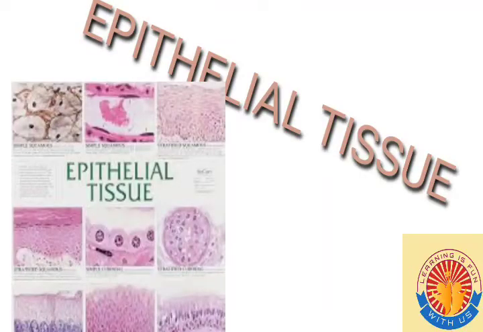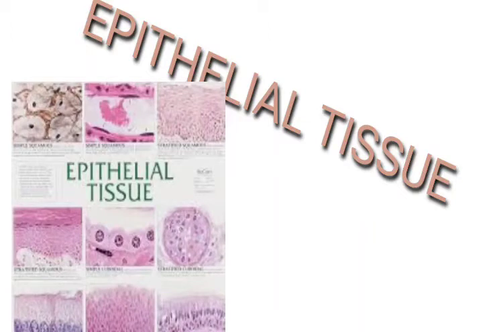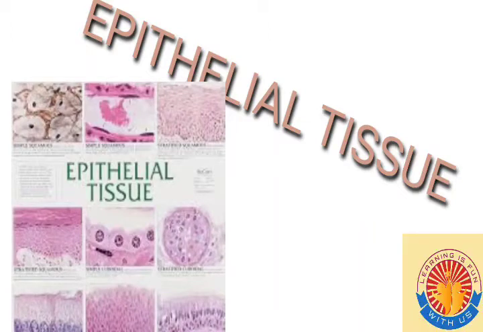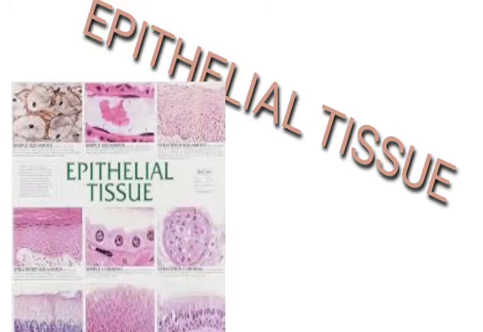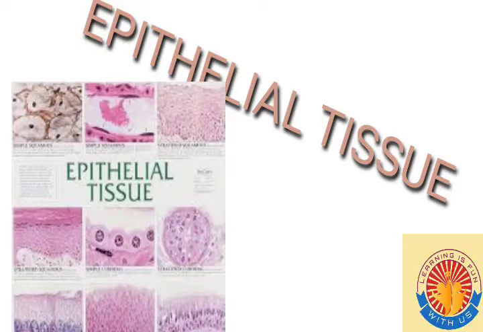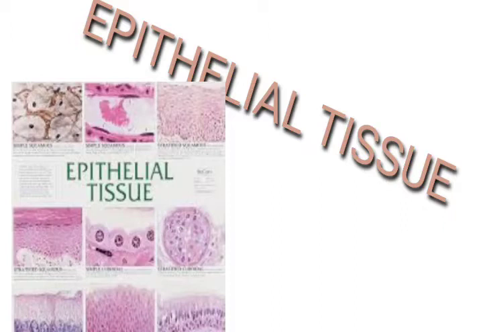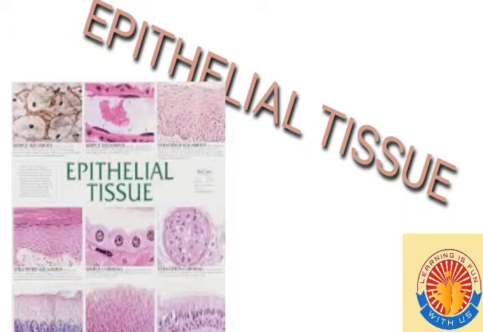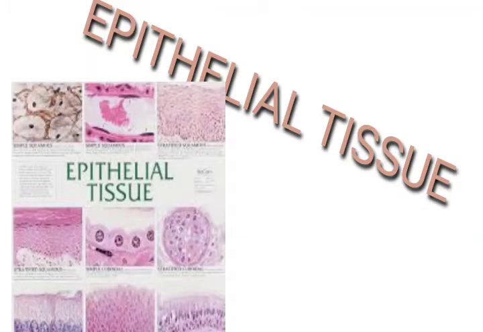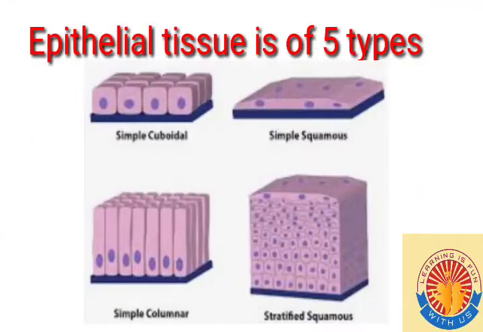Now, epithelial tissue, the covering or protective tissue in the animal body. It is the simplest protective tissue of the animal body, which covers most organs and cavities of the body. It forms a barrier to keep different body systems separated from each other. Epithelial tissue has five types.